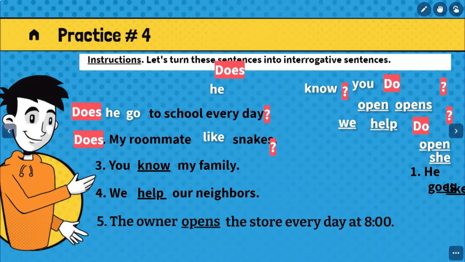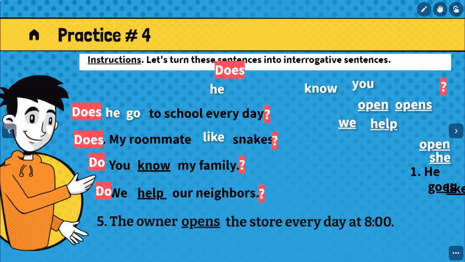And the question mark. Good. Number 3. You know my family. Auxiliary is not third person, so we have to use do. Do you know my family? And the question mark. We help our neighbors. We have to use the auxiliary, do, and the question mark.